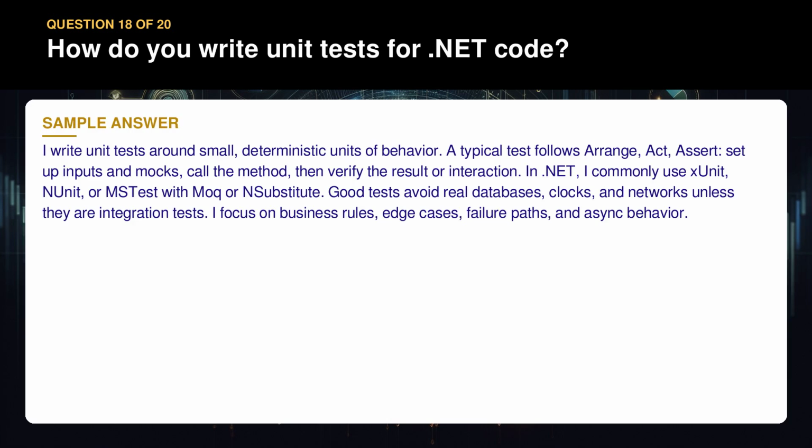I write unit tests around small deterministic units of behavior. A typical test follows arrange, act, assert. Set up inputs and mocks, call the method, then verify the result or interaction. In .NET, I commonly use xUnit, NUnit, or MSTest with Moq or NSubstitute. Good tests avoid real databases, clocks, and networks unless they are integration tests. I focus on business rules, edge cases, failure paths, and async behavior.